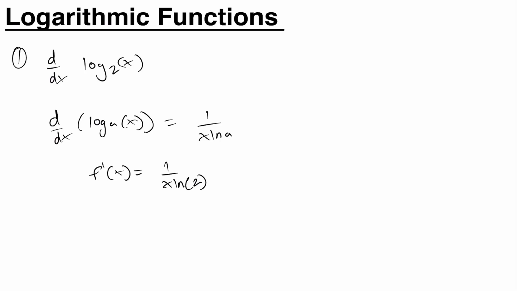Let's try another example. Say I were to tell you to find the derivative of ln 3x. Our first step here would be to recognize that this has an inside and an outside function, so we're going to be using the chain rule. And we would recognize 3x as the inside function. So we can say u is equal to 3x.